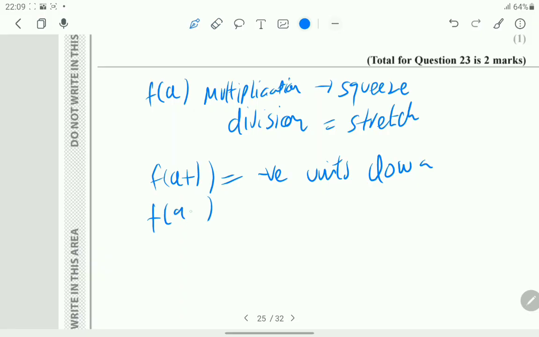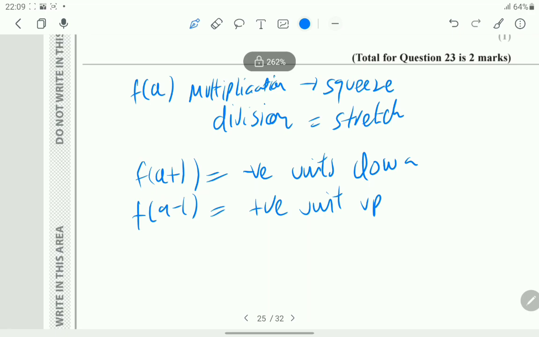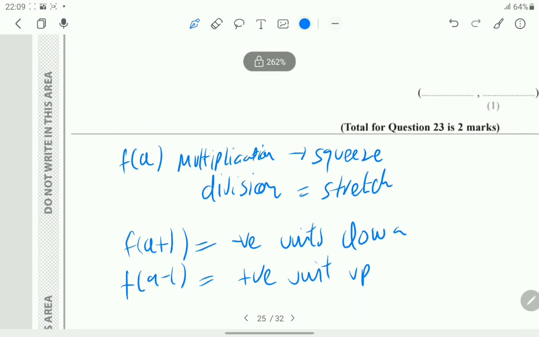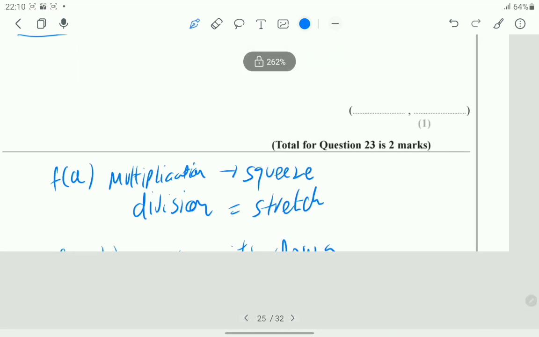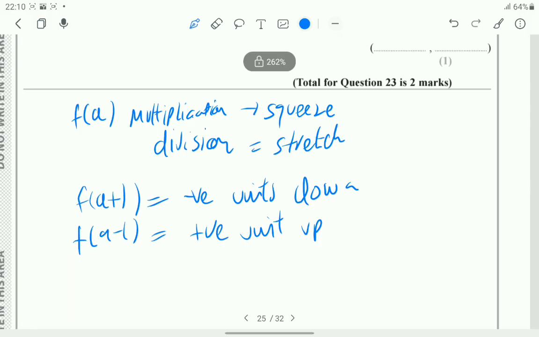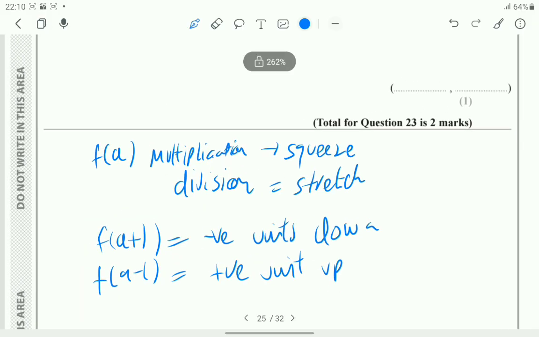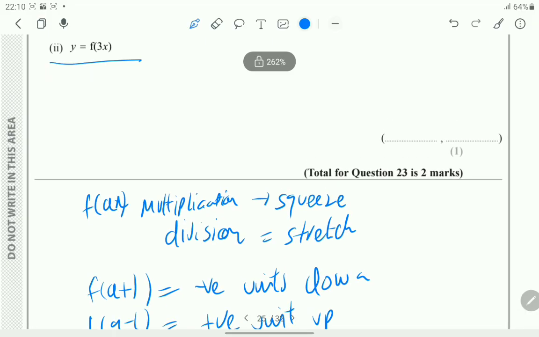minus 1 would be positive 1 unit up. The curve would move up. So there is an opposite psychology, reverse psychology, whatever you want to call it, for your memorization. But just know that if something is getting multiplied, then it is a squeeze, and if something is getting divided, then this is a stretch.